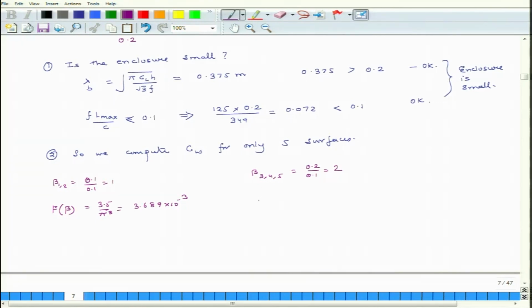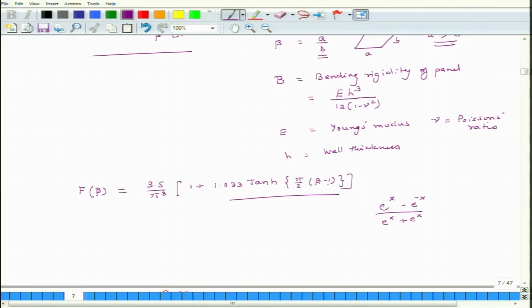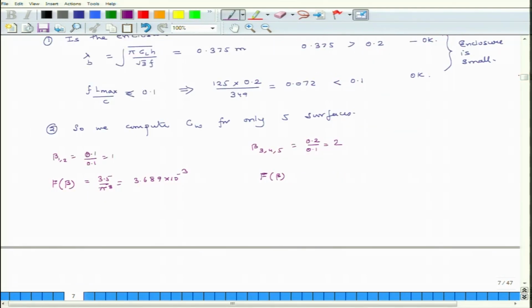Similarly, for all these third, fourth and fifth surfaces, the value of beta is the same, 2. So, f of beta will be the same, and if you use this relation, here beta is 2. So, this becomes pi by 2. So, instead of x you replace it by pi by 2 and you can do all the calculation and you come up with 7.183 into 10 to the power of minus 3.